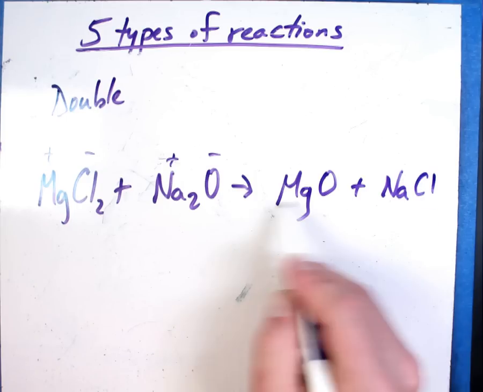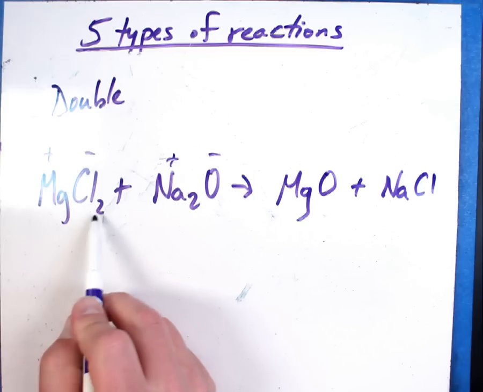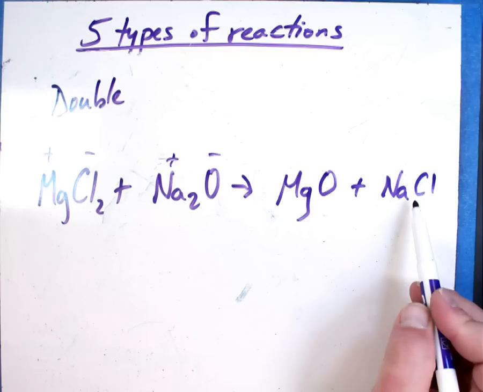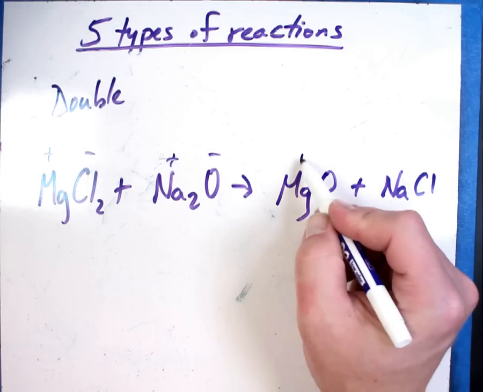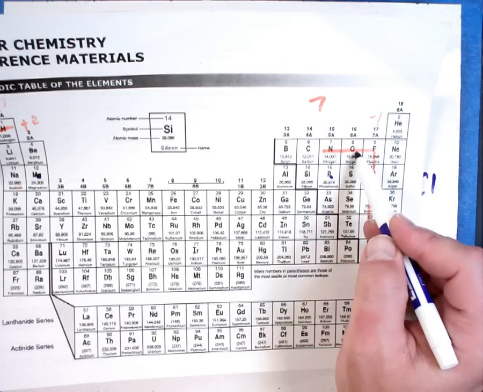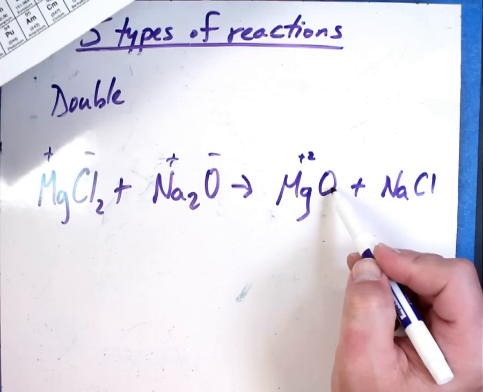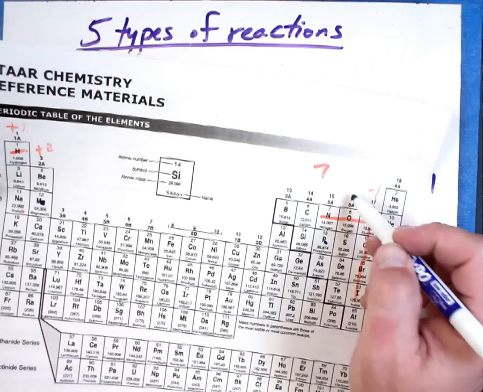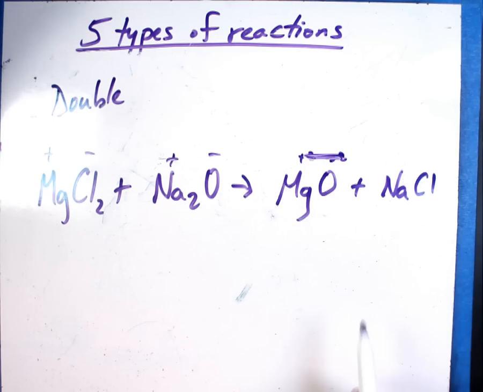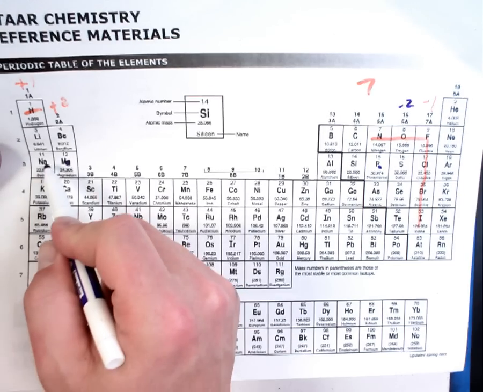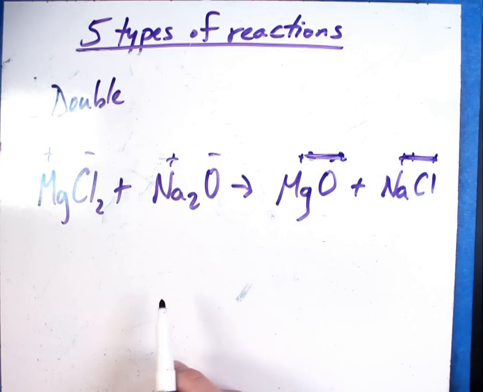I don't move any of the numbers. These numbers came from these partners. These were partners needed a 2. Are they with the same partners? No, but I have to check. Mg is right there, plus 2. O is right there. Uh-oh, it's one of the 7. It's in pairs when it's by itself. Is it by itself? No. So I check my charges. It's in the negative 2 column, minus 2. Plus 2 minus 2 equals 0, so I don't need a number. Na, plus 1. Cl, minus 1. So plus 1, minus 1, they already equal 0, gone.